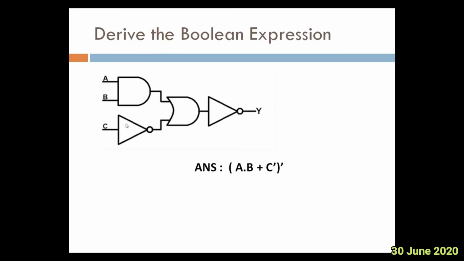Okay, now derive the Boolean expression. Now the block diagram is given to you. Okay, this indicates A dot B. This indicates C dash and added, right? A dot B, C dash and then OR and whole complement it is. So entire bracket and complement. That's how the equivalent Boolean expression for the given block diagram is AB plus D dash and whole complement, right?